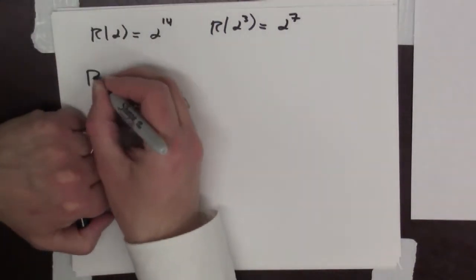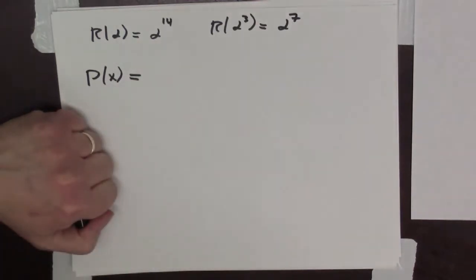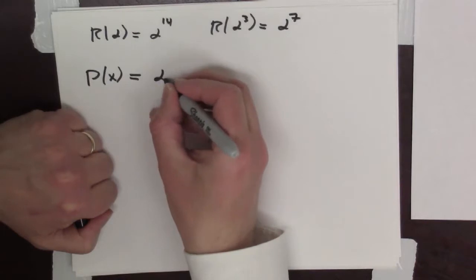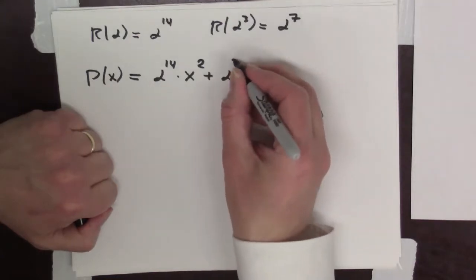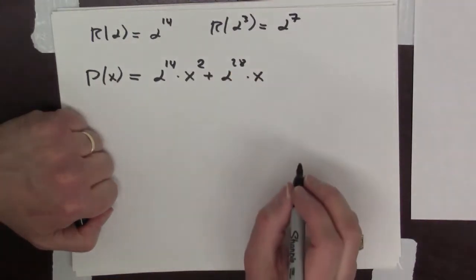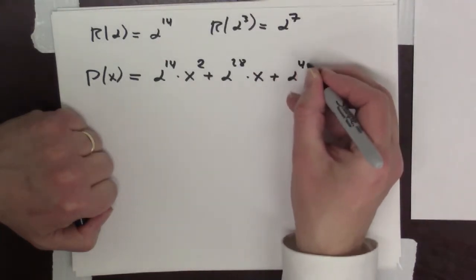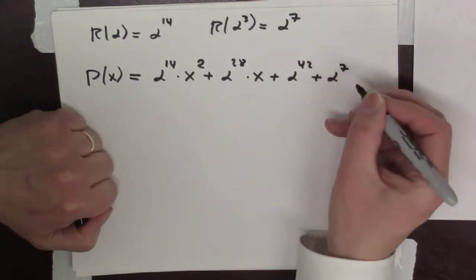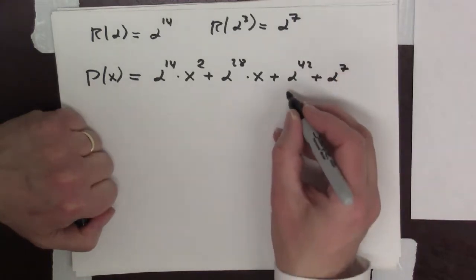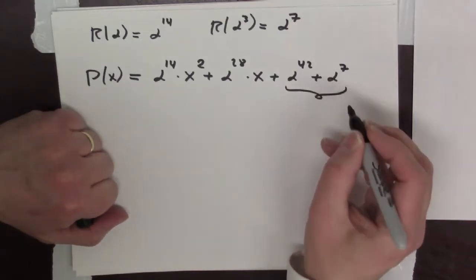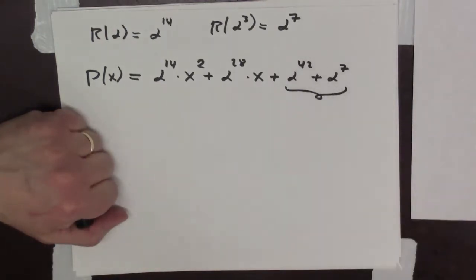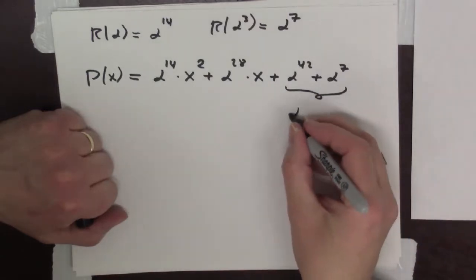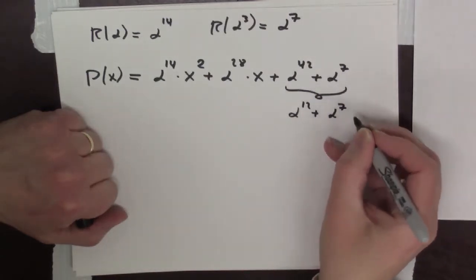Now let's write down P of x, and we have to see what this polynomial is equal to. Well, we get alpha to the 14 times x squared plus alpha to the 28 times x plus alpha to the 42 plus alpha to the 7. Let's work on simplifying this at the moment. Remember, for alpha to the 42, with powers we count modulo 15, so subtract 30 from this. This is alpha to the 12 plus alpha to the 7.